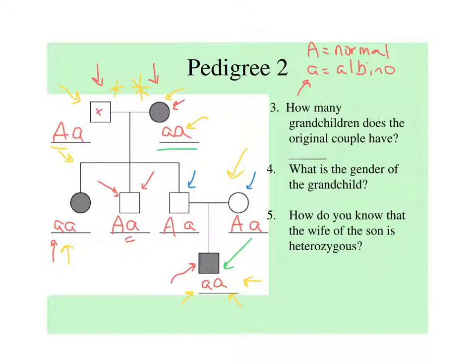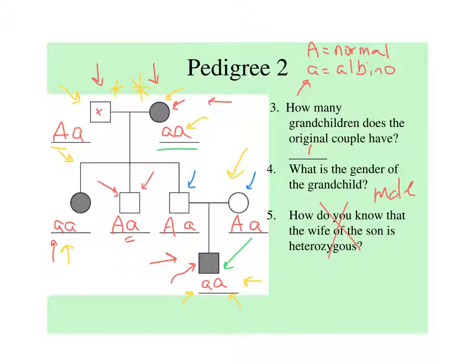By looking at the traits of that family, we were able to figure out the genotypes of every single individual. So, doing these little easy questions: how many grandchildren does the original couple have? Well, they have one grandson. It's a male because it's a square. How do you know that the wife of the son is heterozygous? The wife of the son. I don't even know what that means.